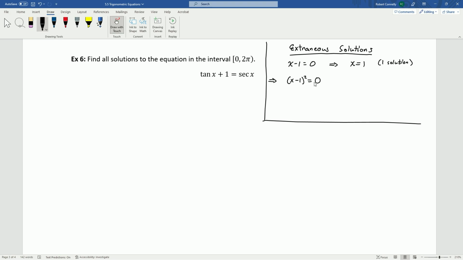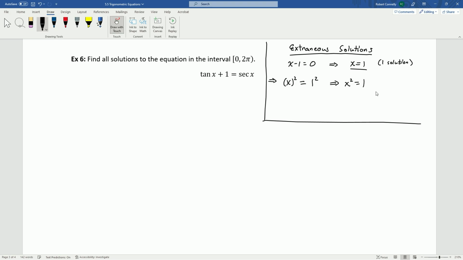Hold on, that's not exactly the example I want to use. Let me try that again. Instead, we want to look at this equation, x equals 1, right? So x equals 1 has one solution, right? But if I square both sides, that should still be true.